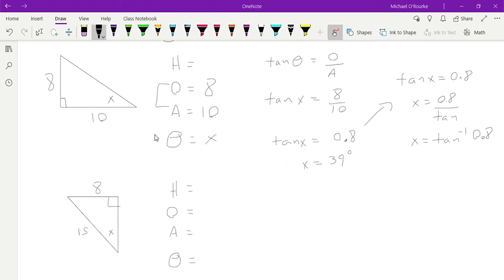Now when you're here, you're going to press second function, and then find your tan button, and it'll come up like that. And then press equals. Right.